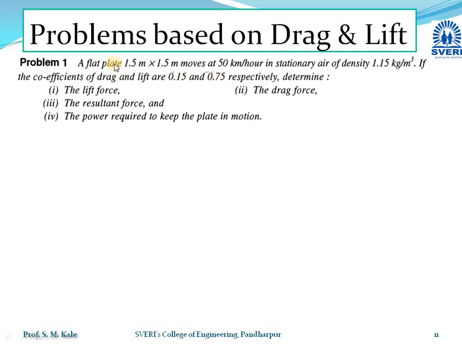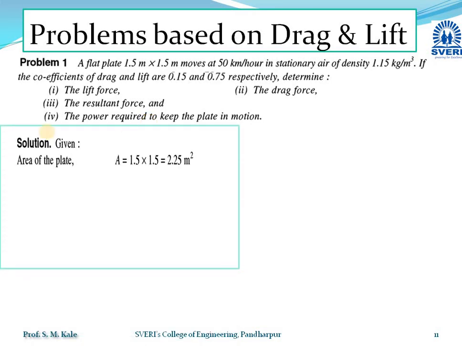So we have to find out the value of lift force, drag force, resultant force, and power required to keep the plate in motion. So first of all we will write down the given data. So here given data is first one is the area of plate 1.5 into 1.5, that is nothing but 2.25 meter square. Then we are knowing the velocity of the plate in a stationary air, and that velocity is 50 km per hour.